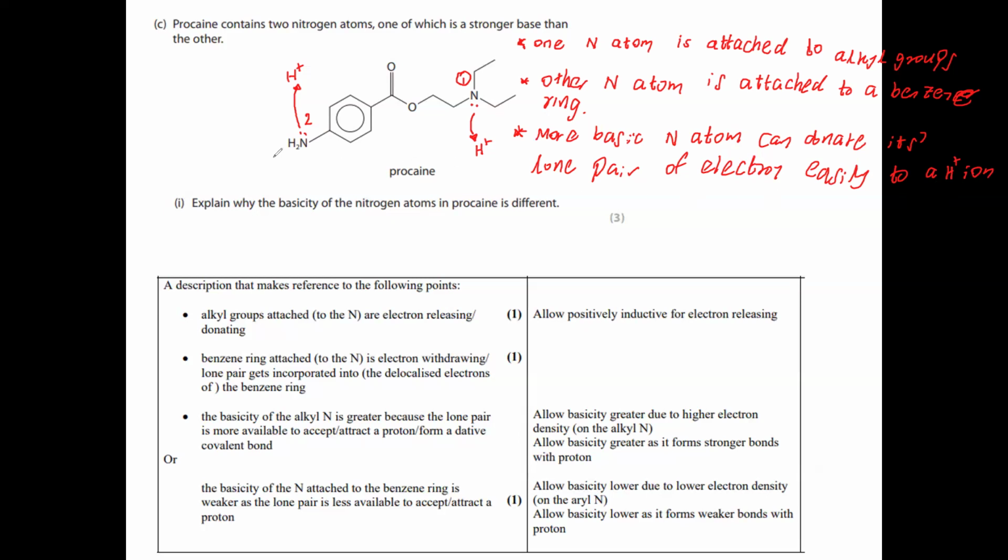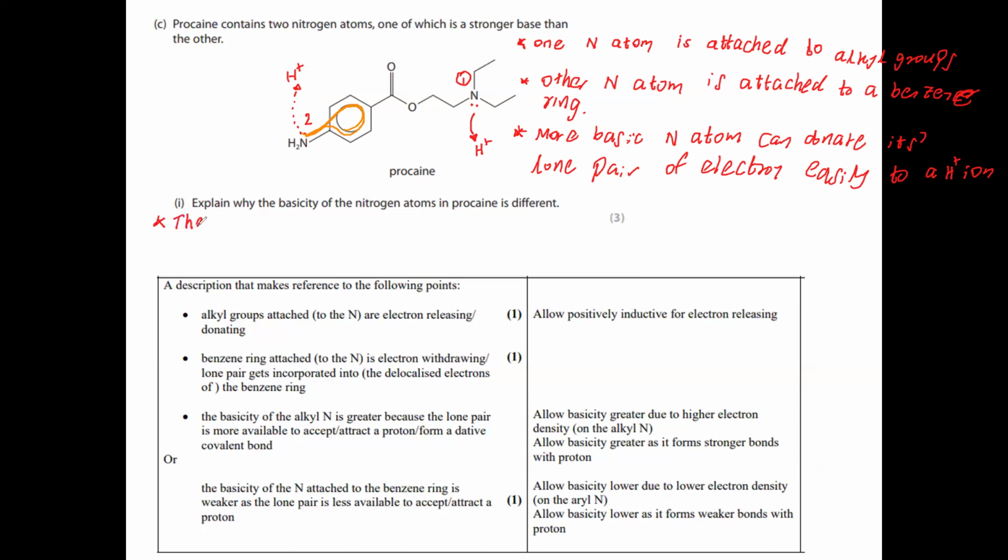Right, but we have a problem. When the nitrogen atom is attached to the benzene ring, just like in the phenol case, the lone pair gets delocalized with the pi electron cloud of the benzene ring. Therefore, this nitrogen atom will have less electron density, so its ability to donate electrons towards an H plus ion is very low compared to the other nitrogen atom.